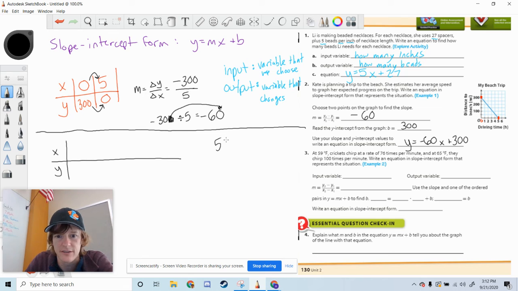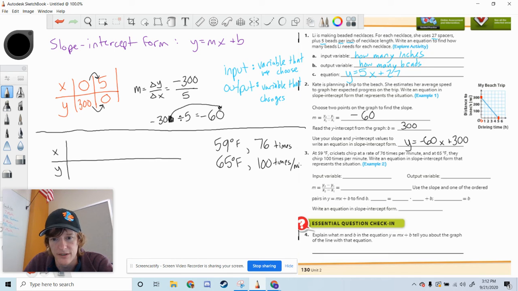So at 59 degrees Fahrenheit, crickets chirp at a rate of 76 times per minute. And then at 65 degrees Fahrenheit, crickets chirp at 100 times per minute. Per minute is one label. It's just times per minute.